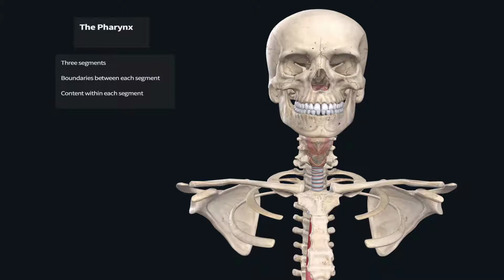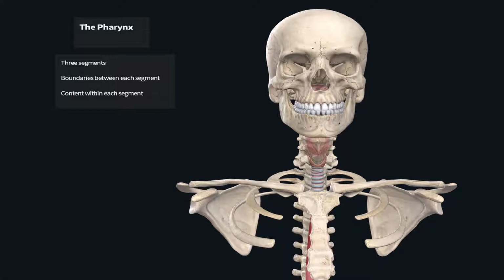In this video, we will go through the pharynx. We'll look at the three different segments of the pharynx, what separates one segment from the other, and then we'll finish by describing some important viscera or content within each individual segment.